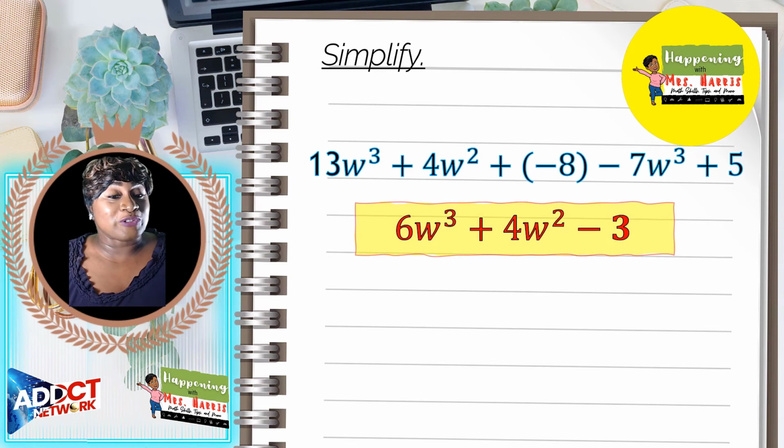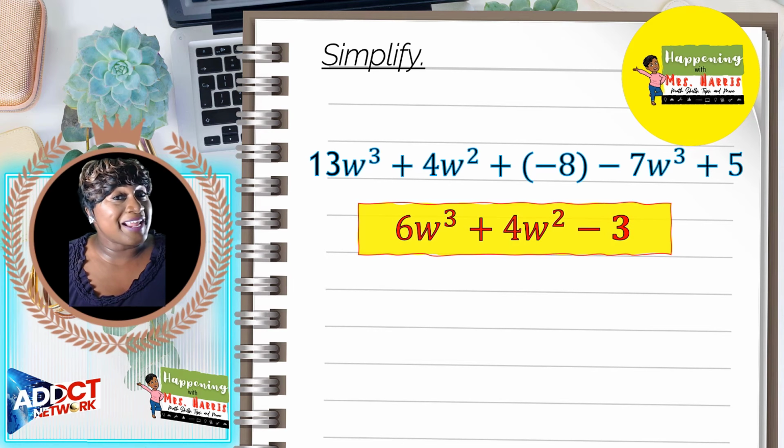Okay, so your solution should have been 6w to the third power plus 4w to the second power minus 3. Did you get it? Spectacular job! Now let's check it.